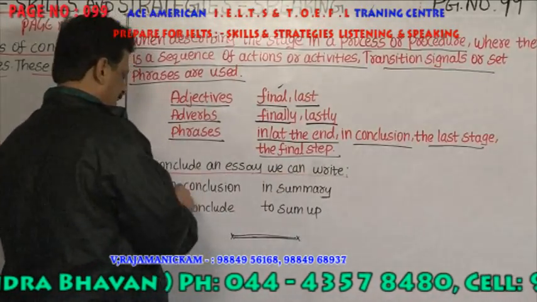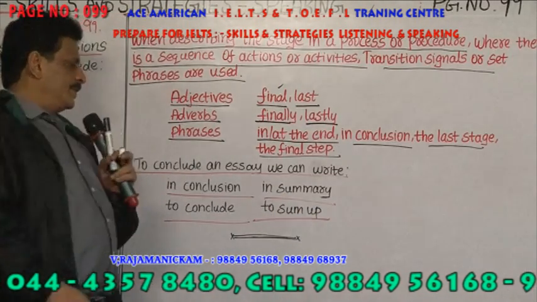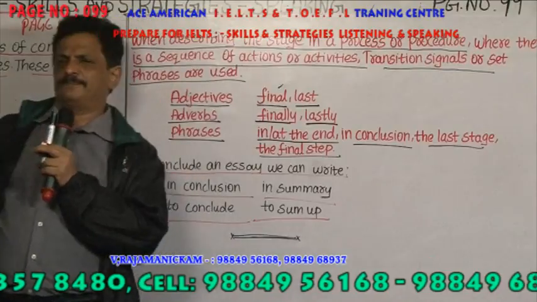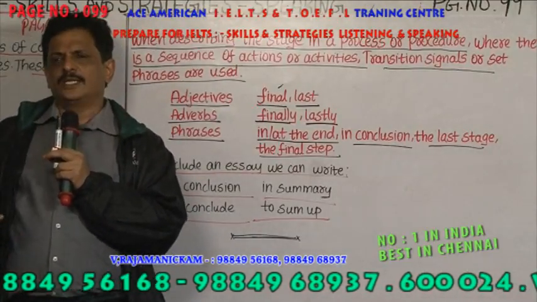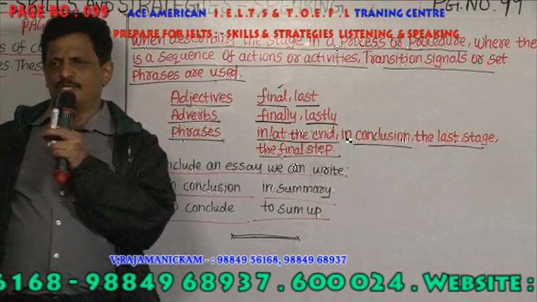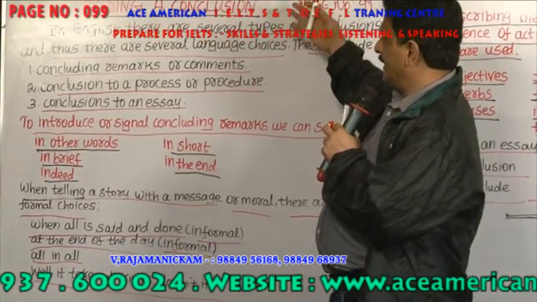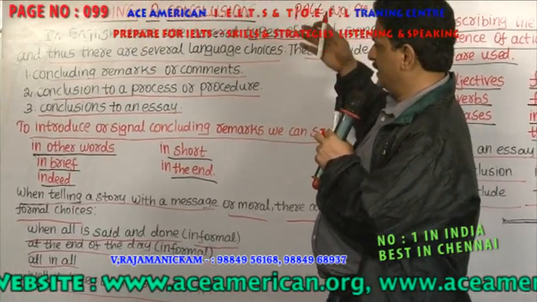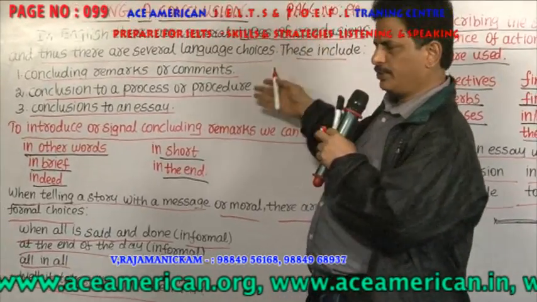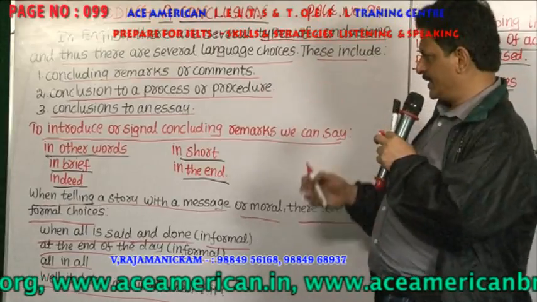To conclude an essay, what do we write? In conclusion, to conclude, in summary, to sum up. For an essay type question or a speech, we use these words to conclude. So, my dear friends, in English there are several types of conclusions: concluding remarks or comments, conclusion to a process or a procedure, and conclusion to an essay.